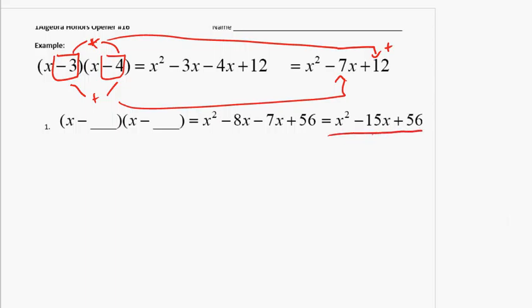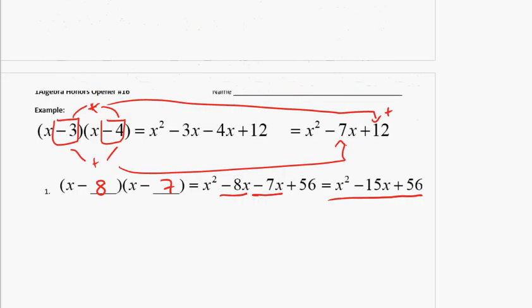What's the question? Well, working backwards, we know that two numbers that multiply to positive 56 that add to negative 15 are negative 8 and negative 7. So these were broken up. So I know my numbers are minus 8, minus 7.